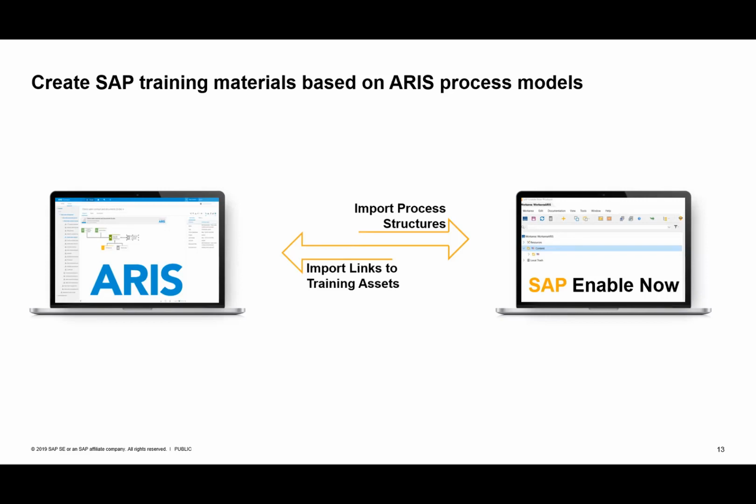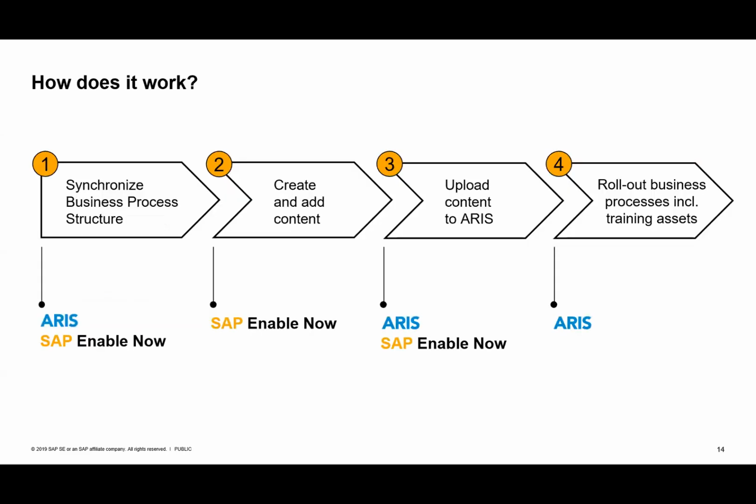From a procedural perspective, this is basically a four-step approach. First, you synchronize your structure from ARIS to SAP Enable Now. Second, you create and add the content. Then you upload the content, meaning the links, back to ARIS, and then ARIS can roll out the business processes, including the links to the training assets. In the next couple of minutes, we will go through all these phases in a little more detail. Then, when we have introduced these theoretical basics, we would like to show you the same thing live on the system. Let me start with synchronizing business process structures.